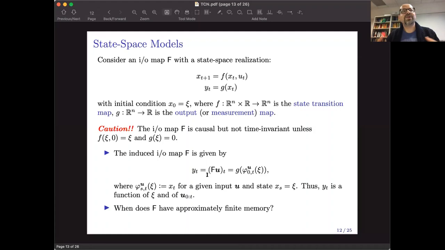The frequency domain view, the classical view, looks at these things from a pure input-output perspective. We don't care what's inside, as long as it's internally stable. We only look at the input and output terminals, and the IO map can always be written down. It's a composition of G and the flow map of the state space model. The question is, when does such a state space model have approximately finite memory? If I look inside the black box, take this internal view, when do I have approximately finite memory?